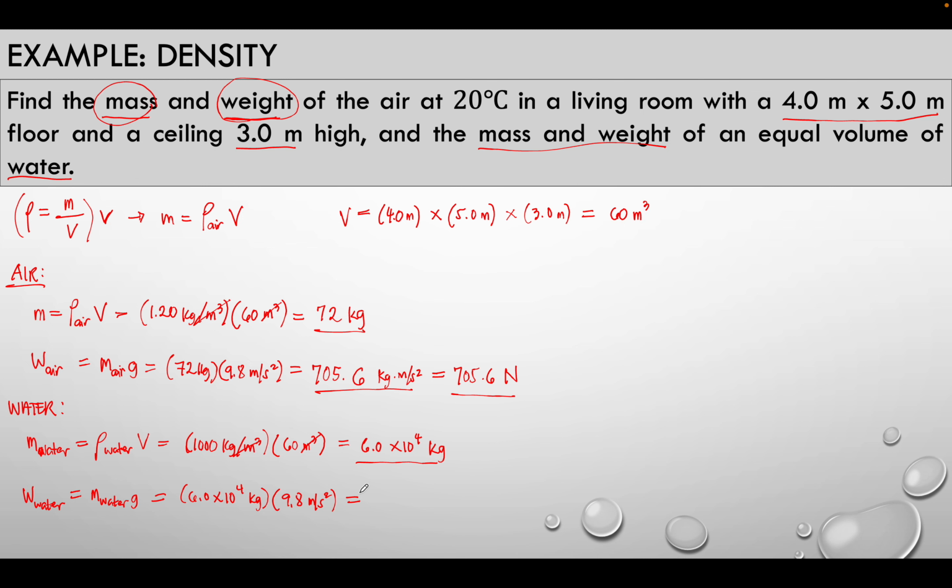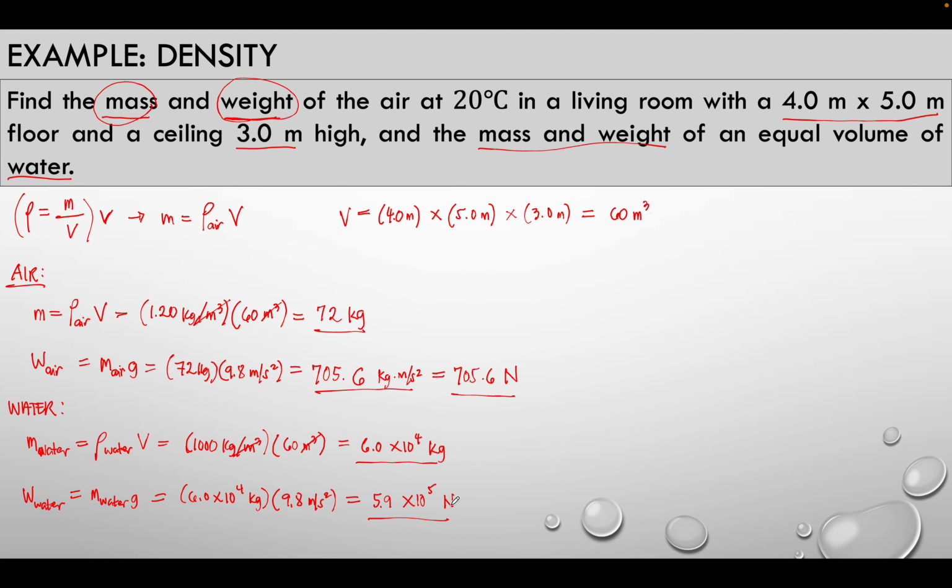So we have 6 times 10 to the power of 4 times 9.8 is equal to 5.9 times 10 to the power of positive 5 newtons. Or again, we can also use kilogram times meter per second squared.